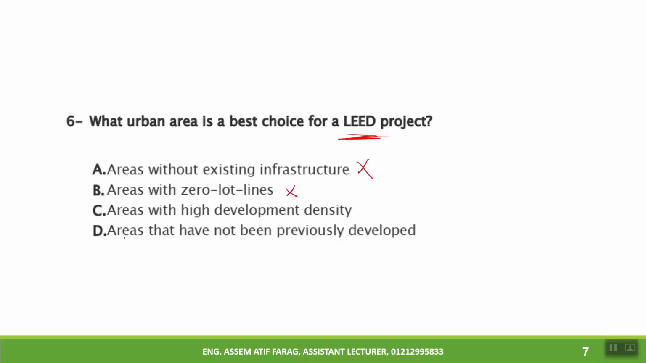If we look at option D, areas that have not been previously developed. Projects cannot earn credits for building on lots that are not previously developed, so this option is wrong. So most likely option C is right, areas with high development density. Choosing urban areas that are previously developed with high development densities can earn LEED credits, so C is the best option.